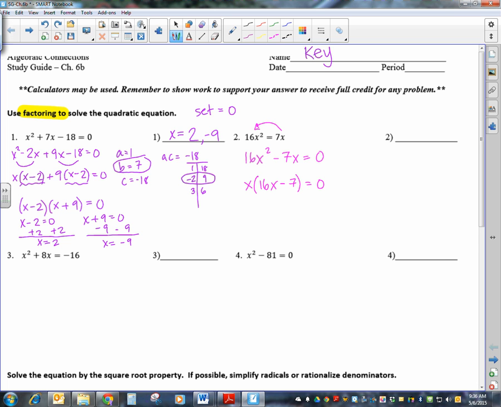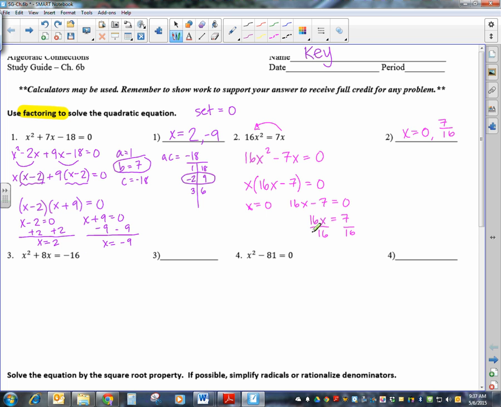So again, we set each factor equal to 0. x equals 0. 16x minus 7 equals 0. Now I'm solving for just x, so I'm going to take that 7 to the other side. 16x equals 7, and then I'm going to divide both sides by 16. So my two answers are x equals 0 or 7/16.